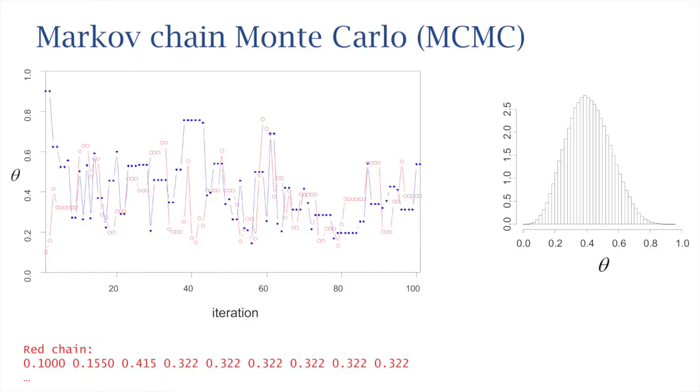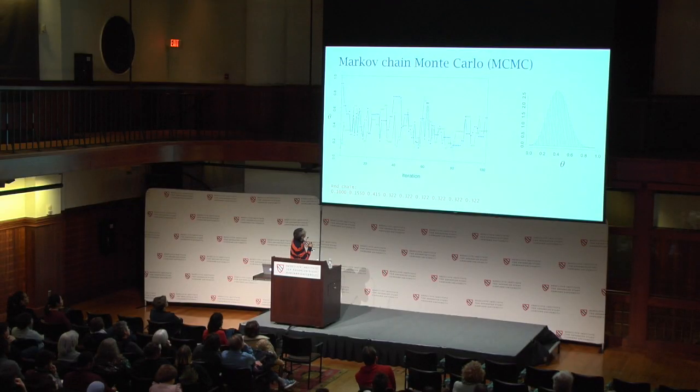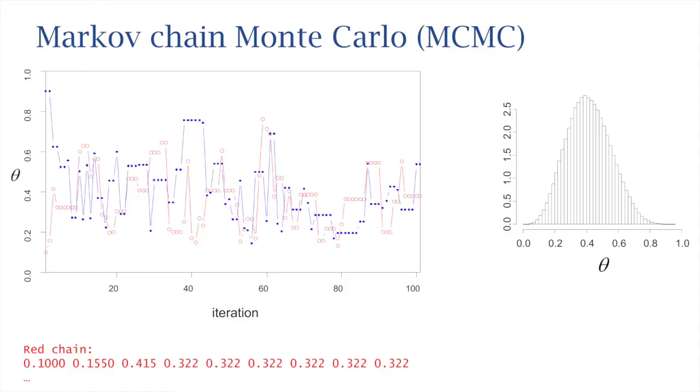Okay, so suppose this shows running that algorithm twice, once with the blue dots, another with the red circles. Let's say that with the red one, I start from point 1. I propose a value that's like 0.155. And that's accepted, so I move to the new value. Then here, I'm at 0.322, I guess. I propose some values, but they are rejected. I stay here for quite some time before I move again.